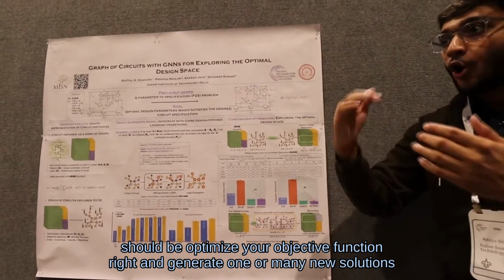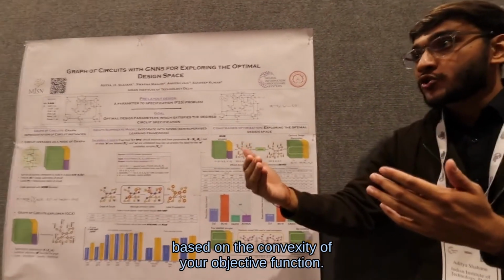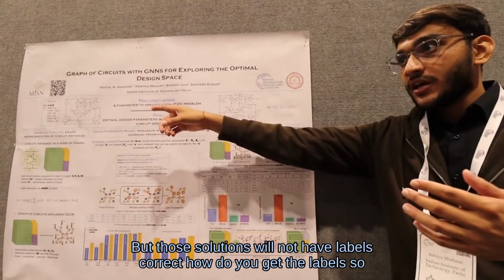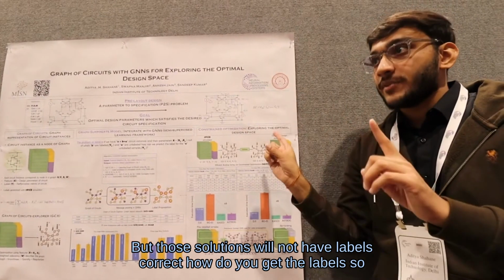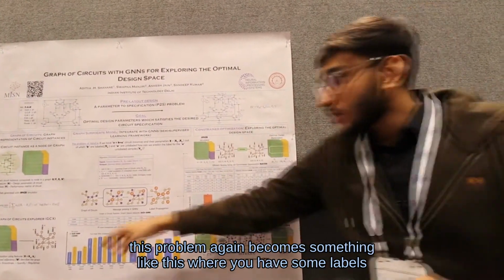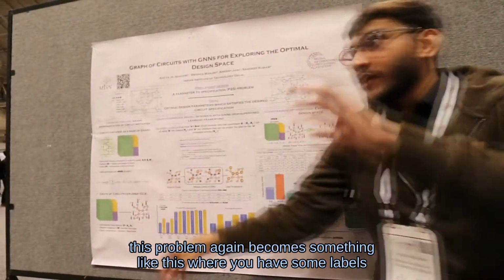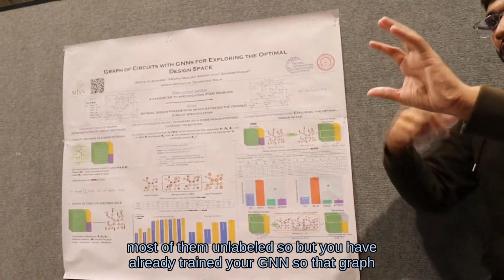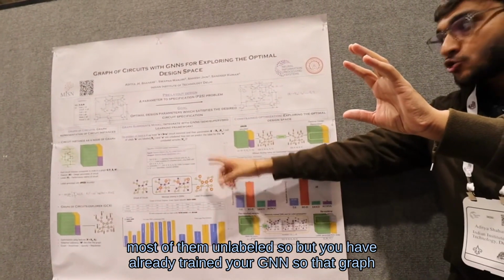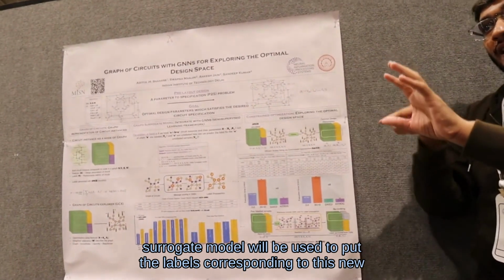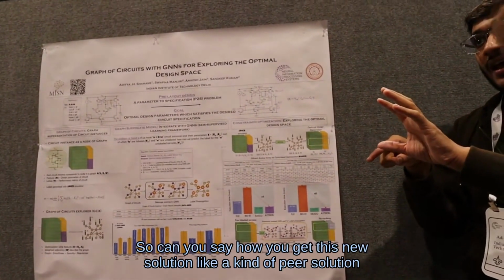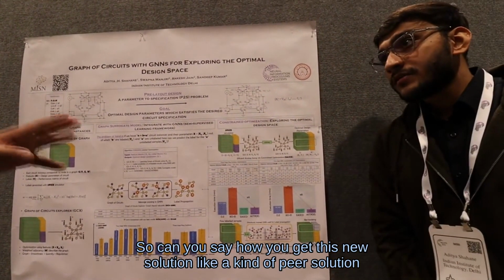And generate one or many new solutions based on the convexity of your objective function. But those solutions will not have labels, correct? How do you get the labels? So this problem again becomes something like this, where you have some labels, most of them unlabeled. But you have already trained your GNN. So that graph surrogate model will be used to put the labels corresponding to those new solutions. So can you see how you get this new solution?